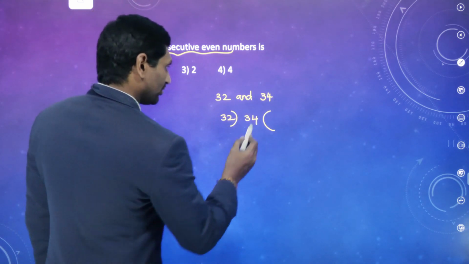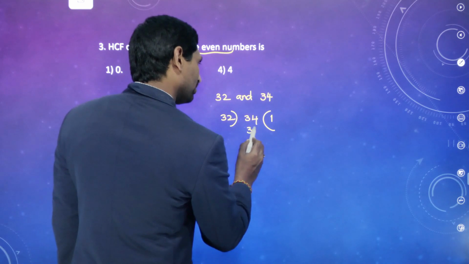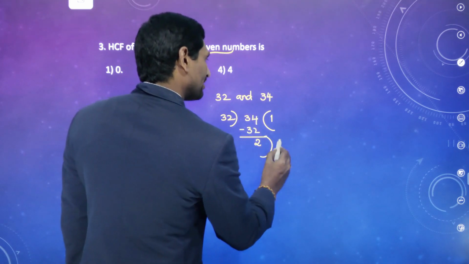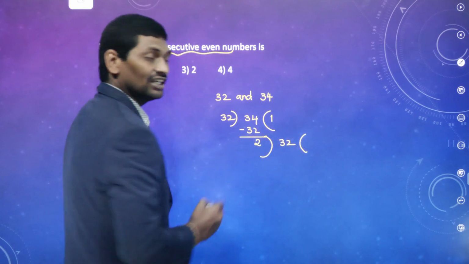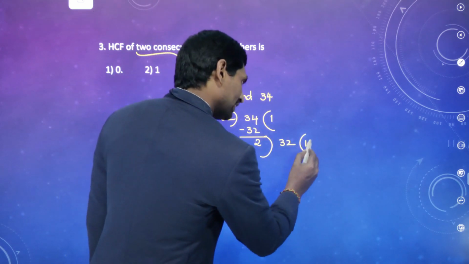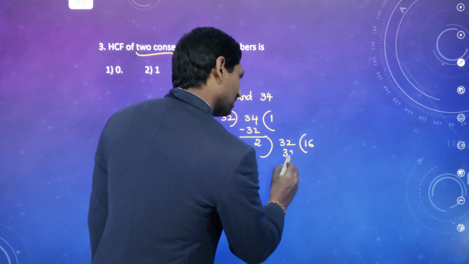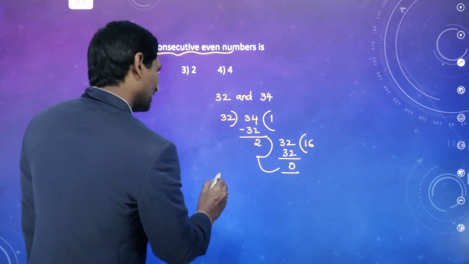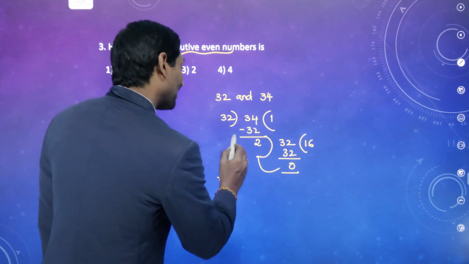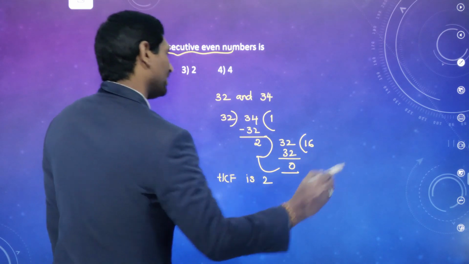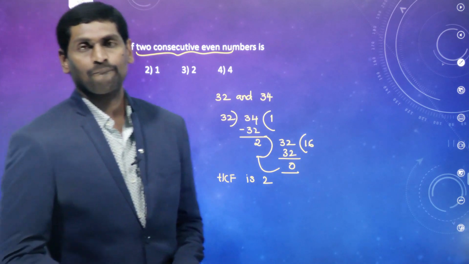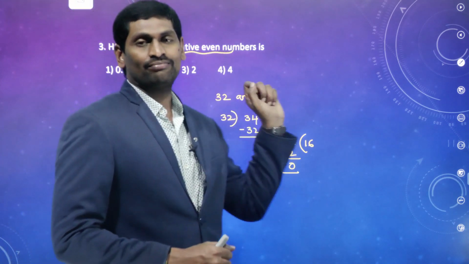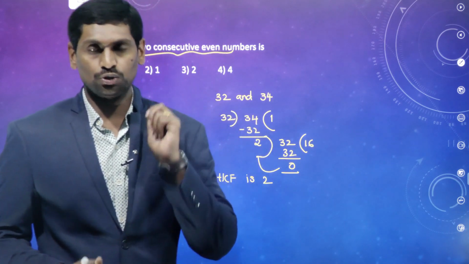Okay. Now 32: 32 ones are 32, remainder is 2, and the divisor becomes the dividend. 2 table 32, 16 times. 2 16s are 32, remainder 0. So when you get the remainder 0, its divisor will be the HCF. Okay? So when you take any two consecutive even numbers, the HCF is 2.